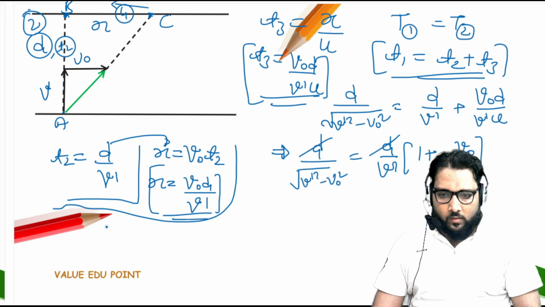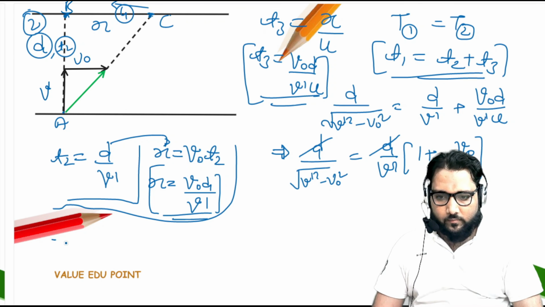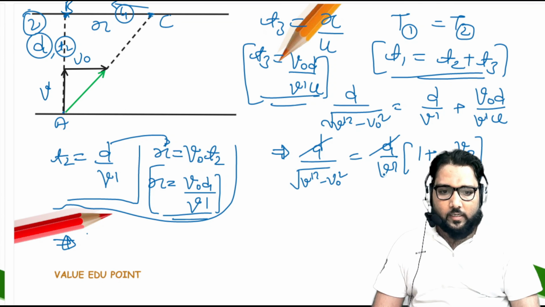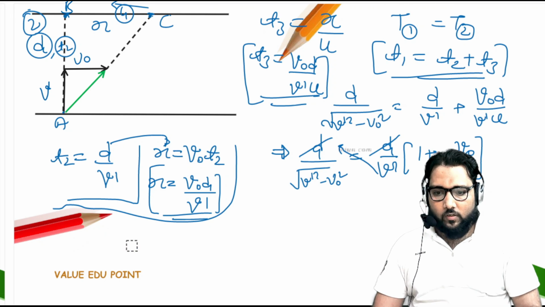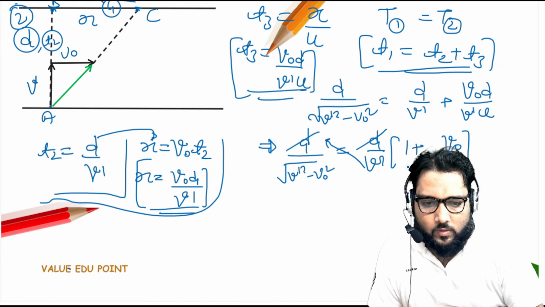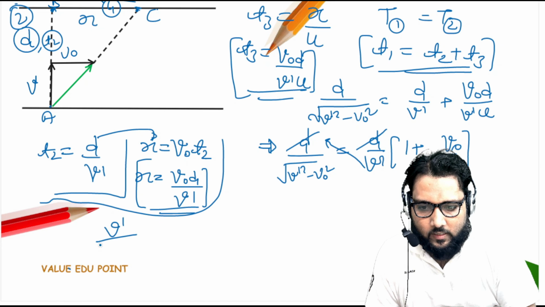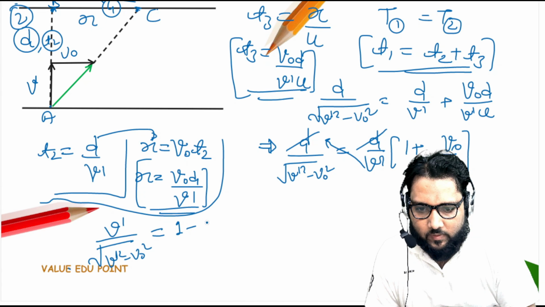Now I am writing here, v dash will come here, and the denominator will be v dash square minus v naught square, that will be equal to 1 plus v naught upon u. We can directly solve it, because we have to calculate the value of u.